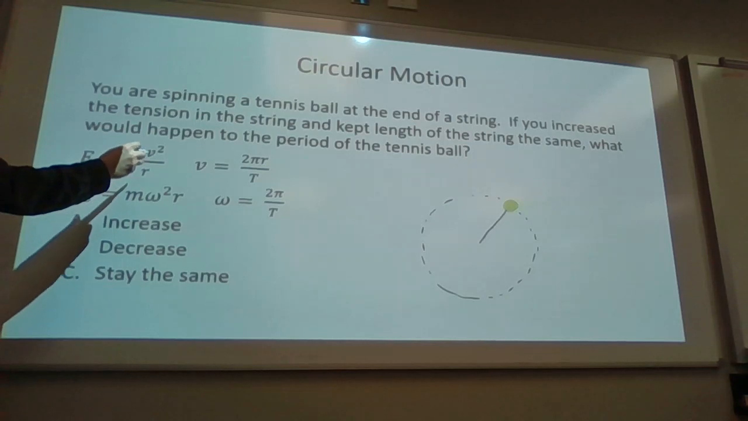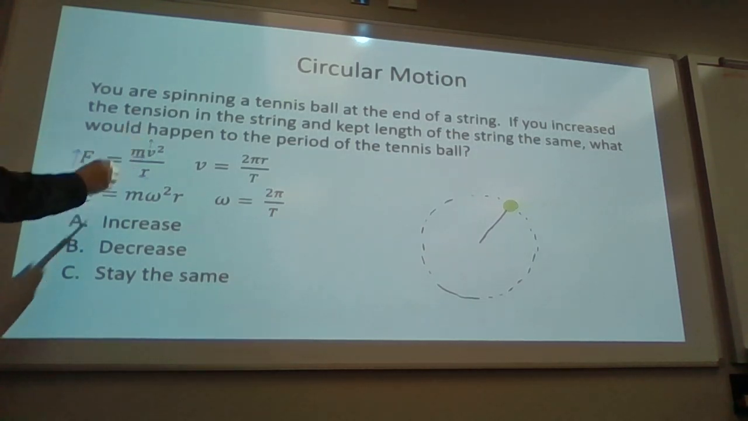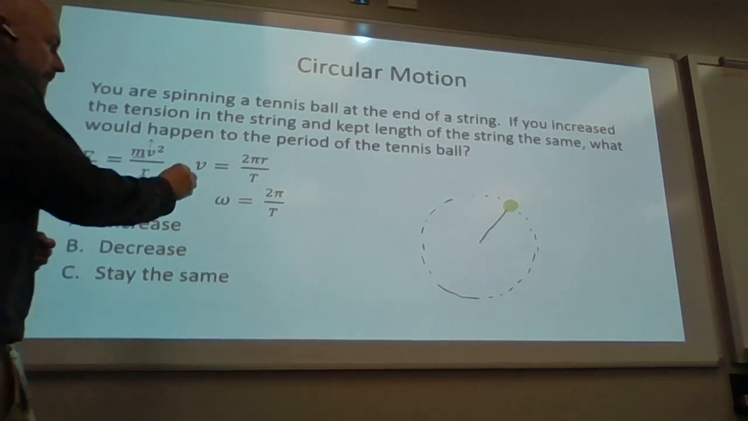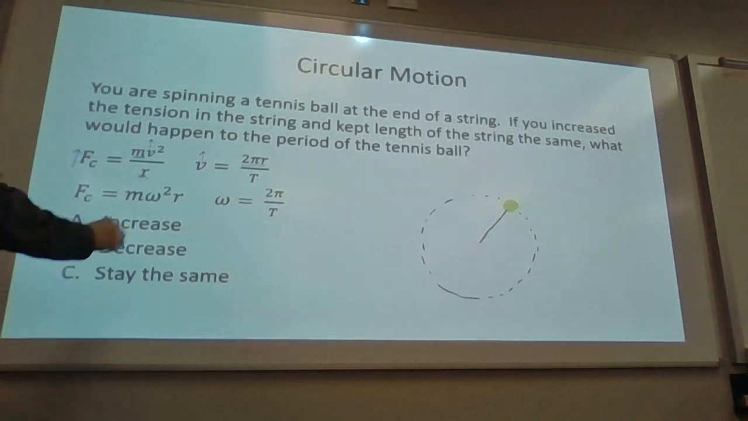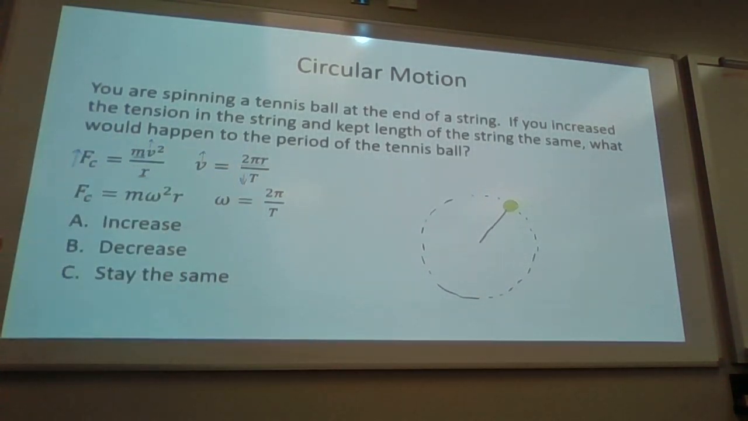Same mass, and the radius is the same. As you increase the tension, the speed has to go up. The speed goes up, so the period has to decrease. It takes less time to go one revolution.